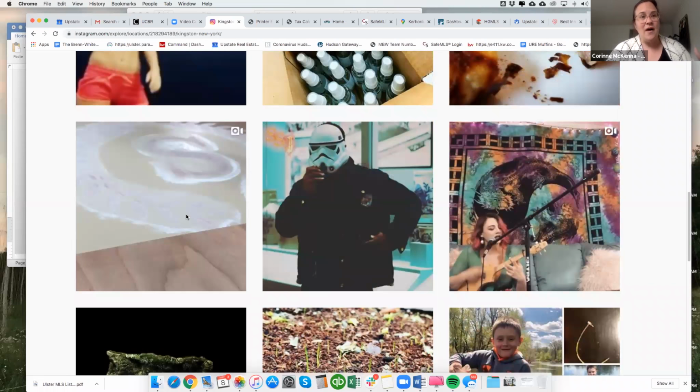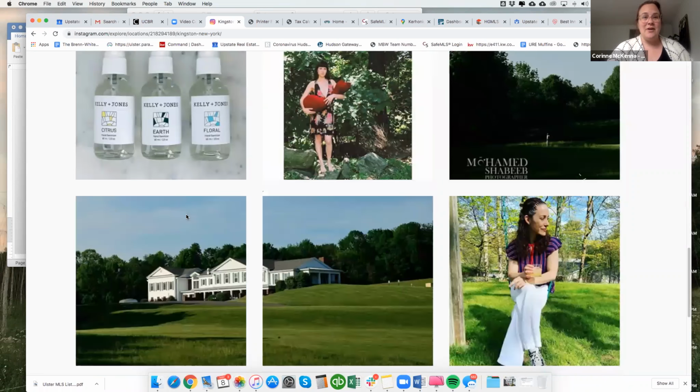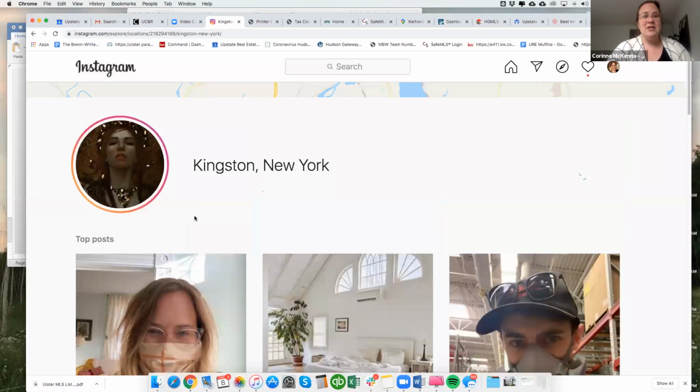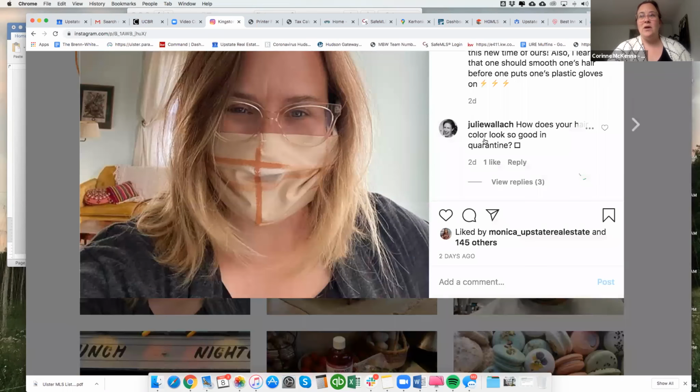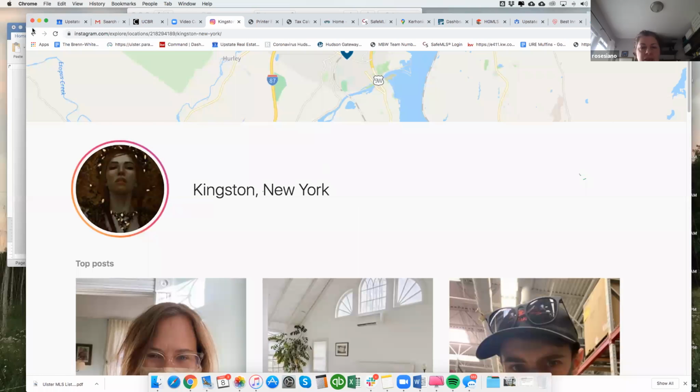So if somebody's following a location, they might follow a location. They might also follow a hashtag. The location is something I determine when I'm writing the post. It'll ask you if there is a location. Does that make sense? Nice mask.